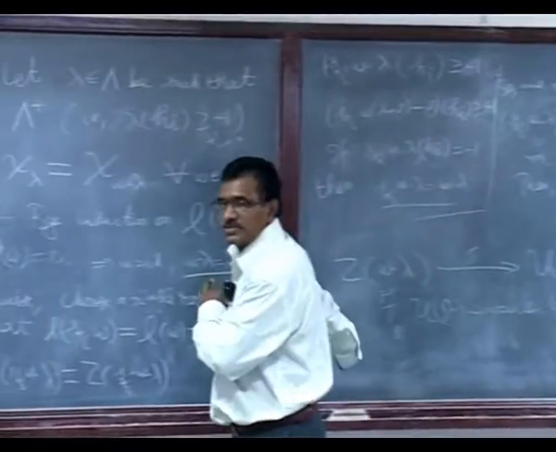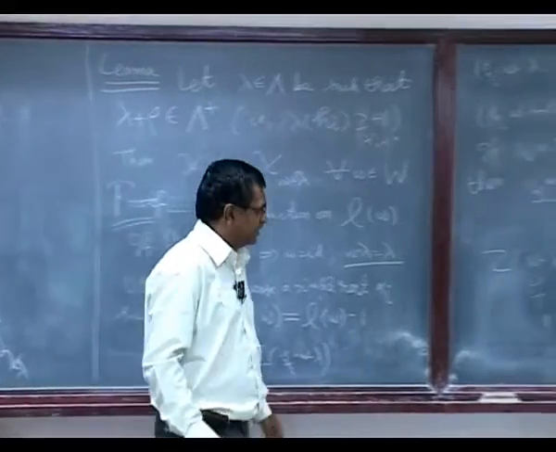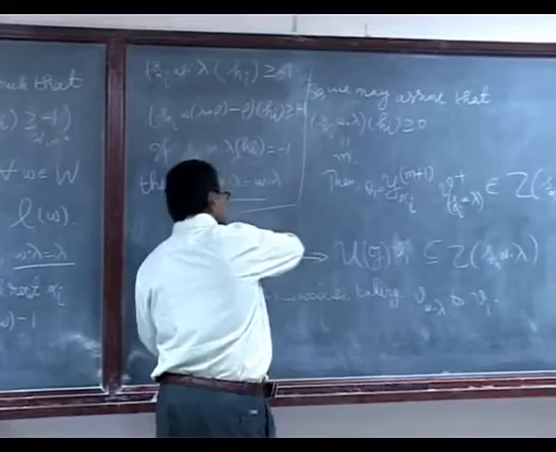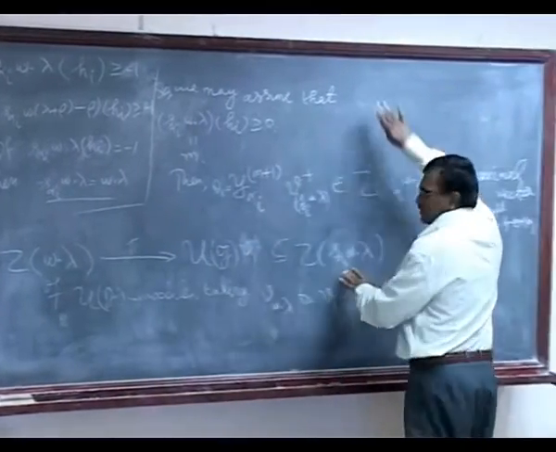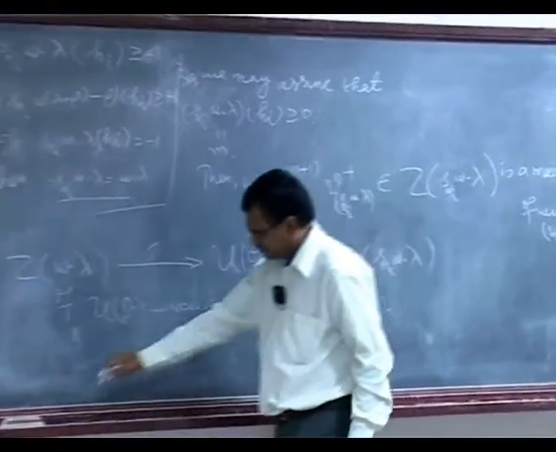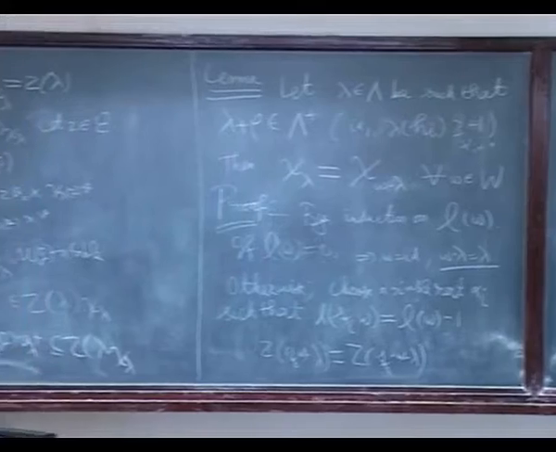Any question about the last part? Why they are the same: by induction, these two are the same. By induction, this is equal to chi lambda. Therefore, those three are the same. Okay.